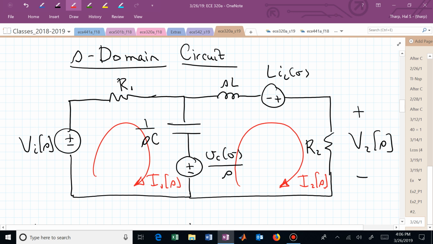And now I want to solve for I sub 2 of S, because if I know I sub 2 of S, I can immediately find V sub 2 of S, because it will just be a scaled version of I sub 2.